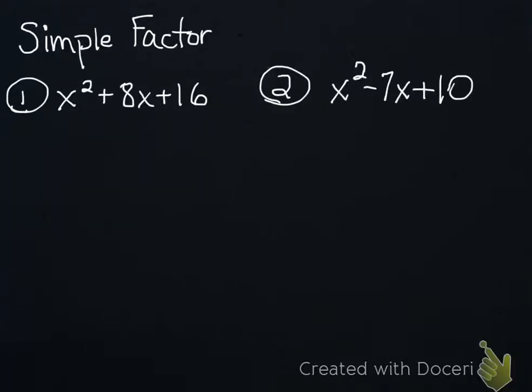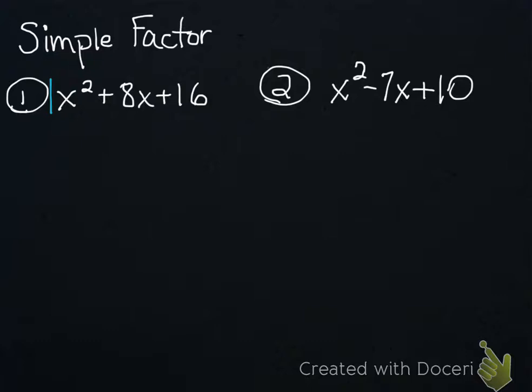This is Mrs. Boots, and we're going to work through our practice problems from our simple factoring lesson. Remember, simple factoring means that the coefficient in front of the x squared is a 1. And so there's a shortcut that we can take instead of having to do the split the middle method on everything. First thing we want to do is find two numbers that multiply to give the constant.